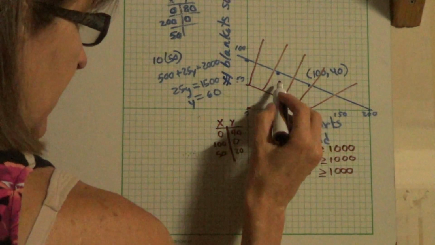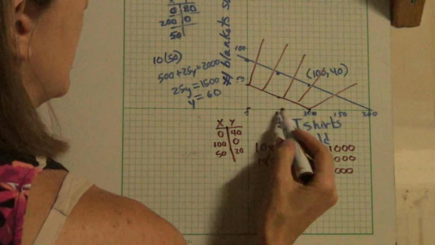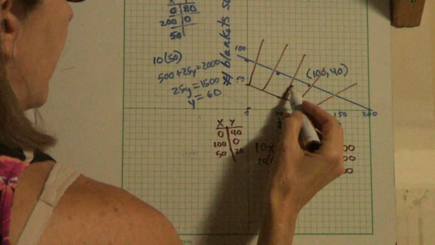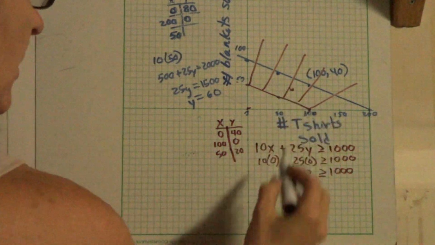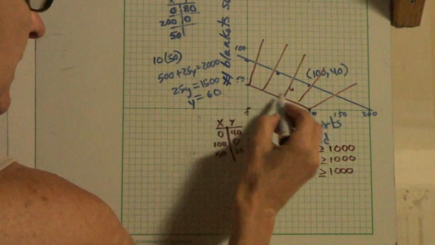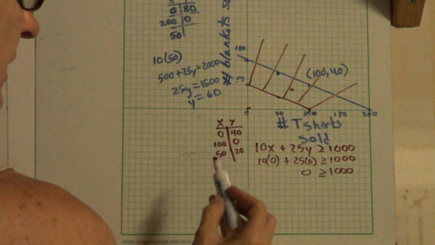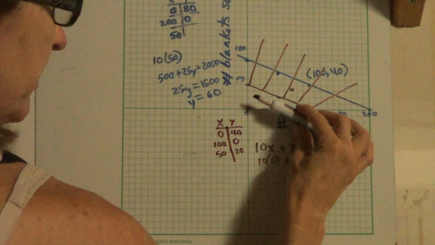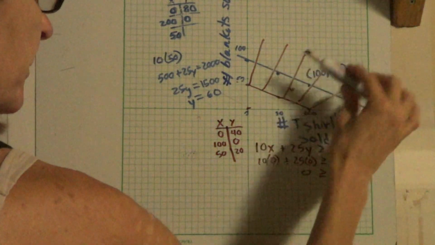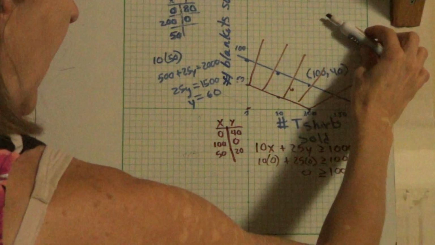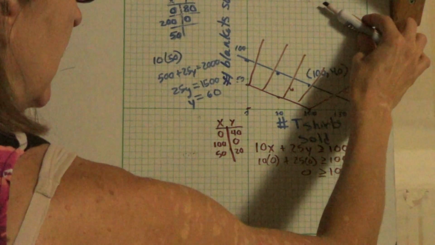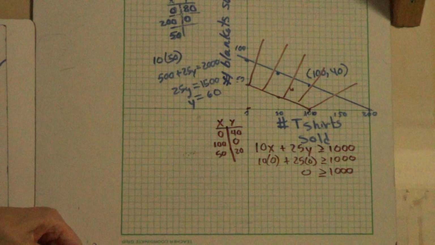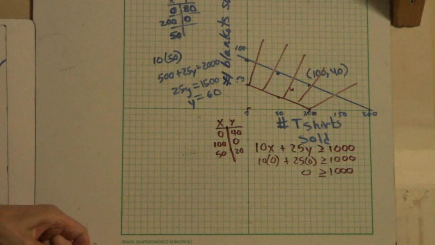Now, what does it mean if we sell 70 t-shirts and say 40 blanket wraps? It lands right out here. What does this shaded area mean? It's above the minimum required to take our trip, but it's below the goal that we wanted to meet. Now, if we're way out here, we exceeded our goal, and we've met the minimum for our trip. I hope that makes sense.